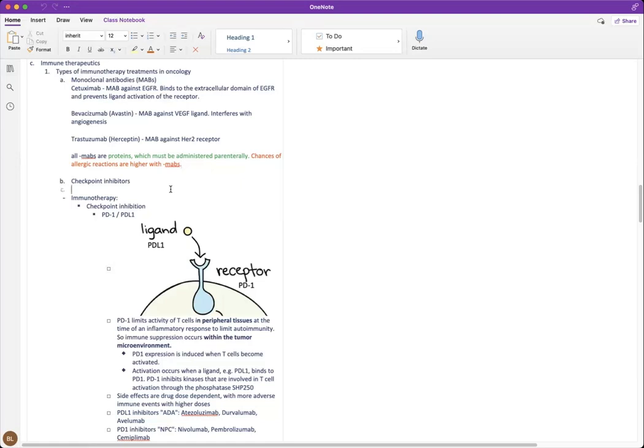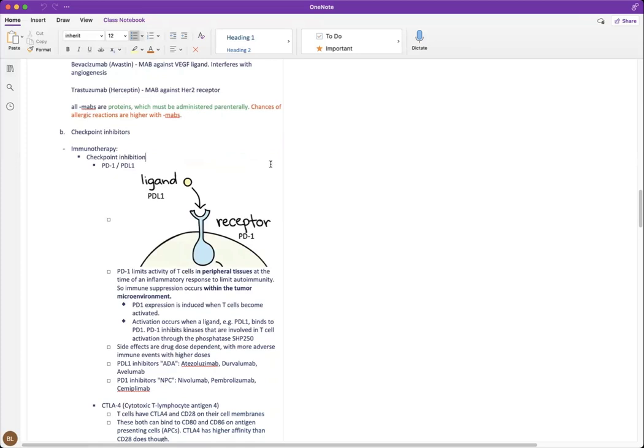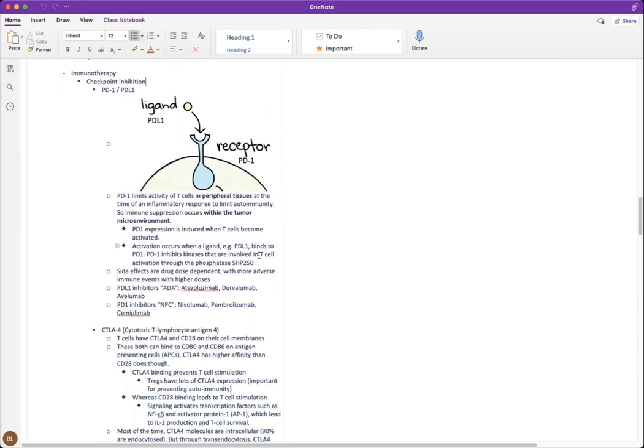Okay. Checkpoint inhibitors now. So what's the difference between PD-1 and PD-L1? L's for ligand. So PD-L1 is going to be blocking the ligand. And then if it doesn't have L, it's the receptor. PD-1 inhibits activity of T cells in peripheral tissues. So immune suppression occurs within the tumor microenvironment because the tumor exists in some sort of peripheral tissue.